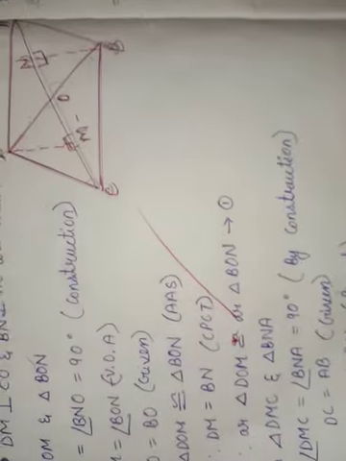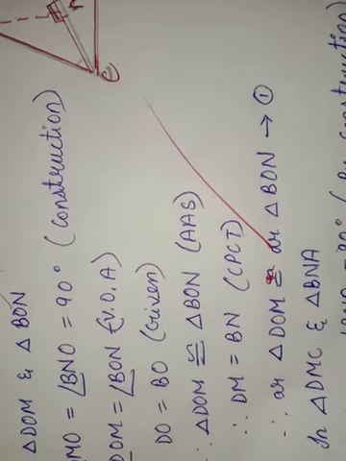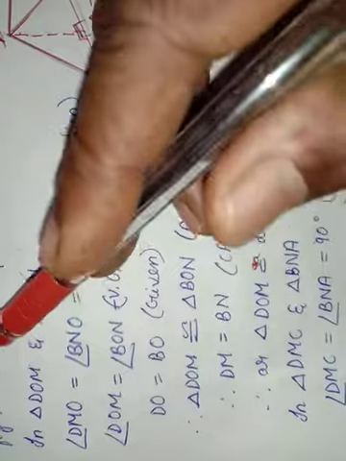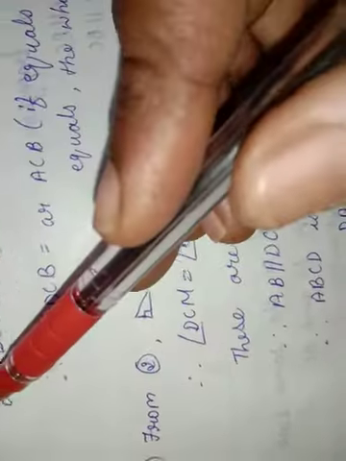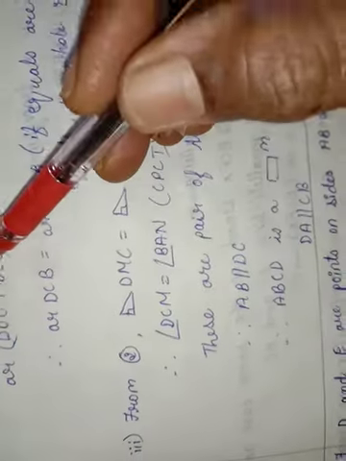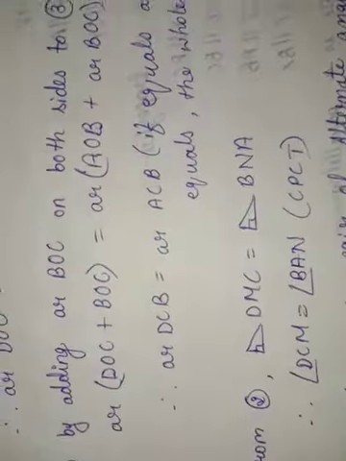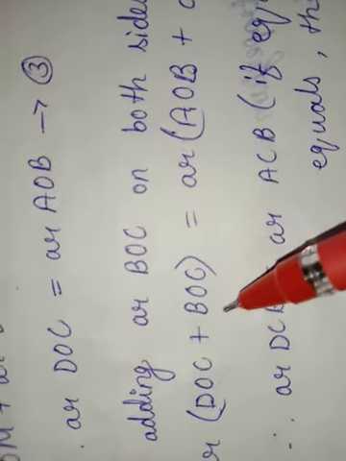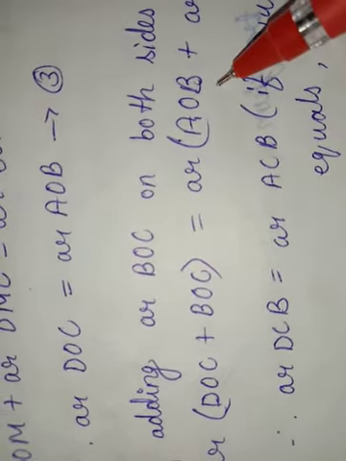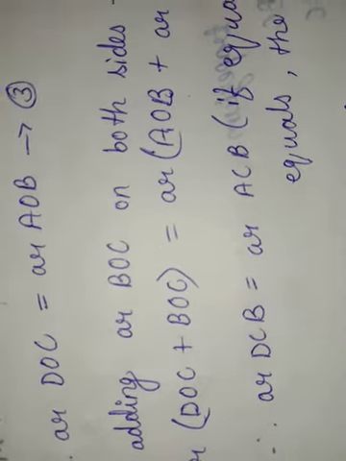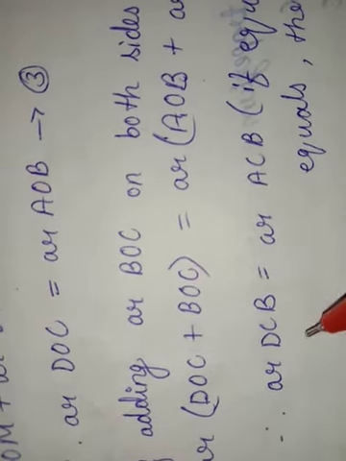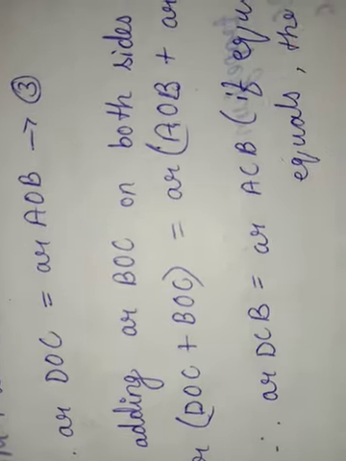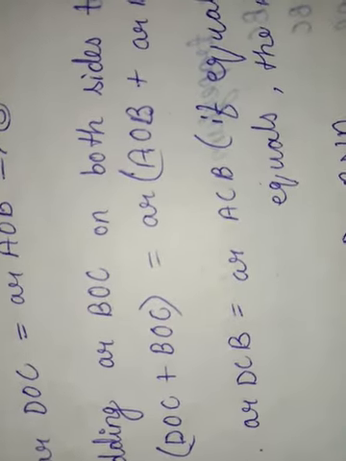Now, second question. It is given, prove that area DCB is equal to area ACB. Now adding area BOC on both sides of 3, what do you get? DOC plus BOC is equal to area AOB plus BOC. Then you get area DCB is equal to area ACB. If equals are added to equals, the wholes are equal.